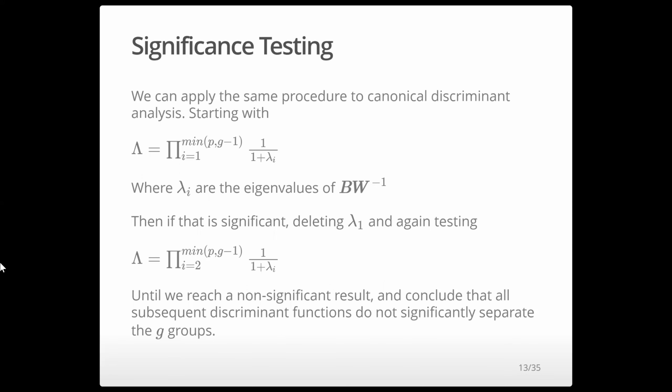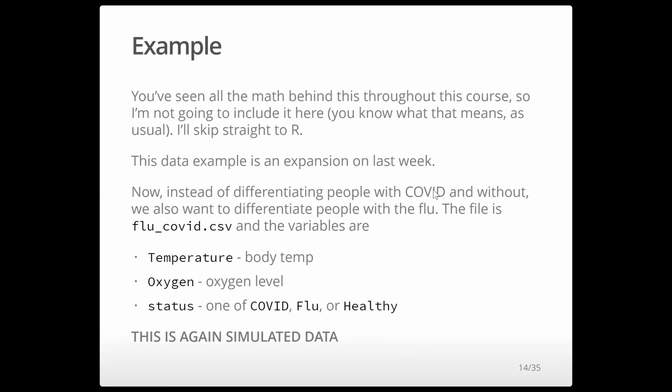We can apply the same logic to discriminant analysis, just computing lambda the same way, where all we're doing is deleting one of these eigenvalues. We can iteratively test the significance of each canonical discriminant function by starting out by testing the product involving all of these eigenvalues. Then we start with the second one until we reach a non-significant result. So there's nothing really new here mathematically. I've shown you the math behind all of these procedures at one point or another in this class, so I'm not going to go into it here. We're just going to go into the R.